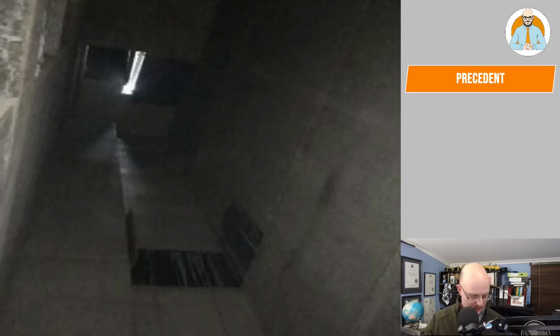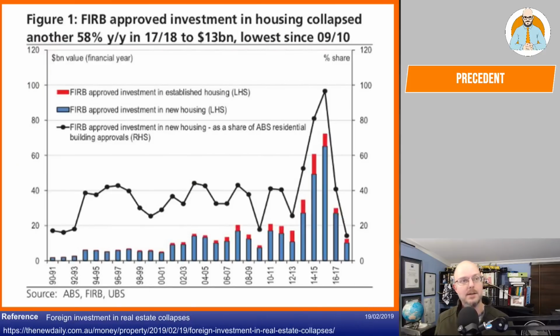Now, this is because Sydney has overheated. I'm going to bring up a chart here. This is from the Foreign Investment Review Board, and it's showing you how many building approvals. See that black line, how it's nearly at 100%? In '14, '15, '16, '17, how many of them were for foreign investors? We had a lot of foreign investment money coming into Australia, a huge amount of it, everyone. And this results in an overheating market. This results in people cutting corners.